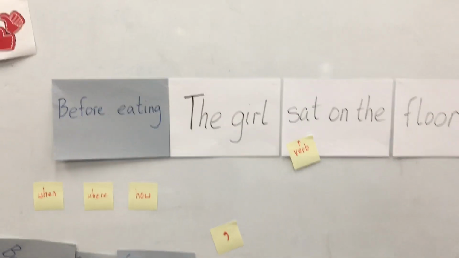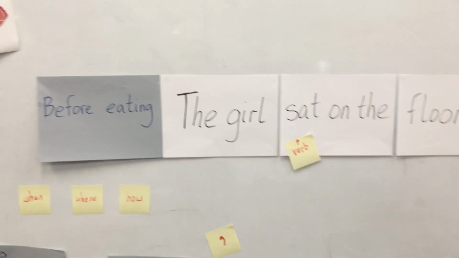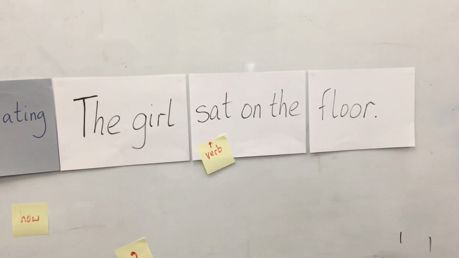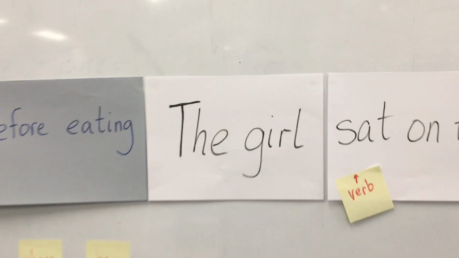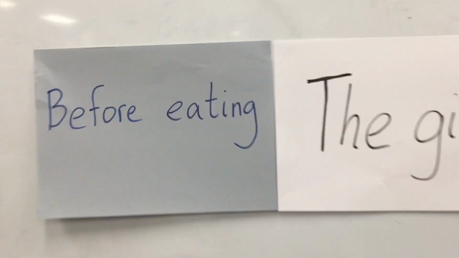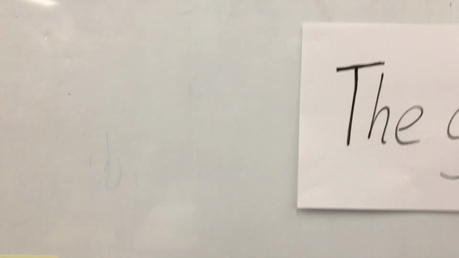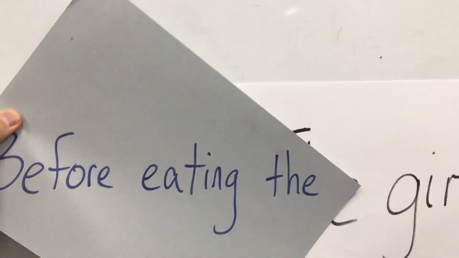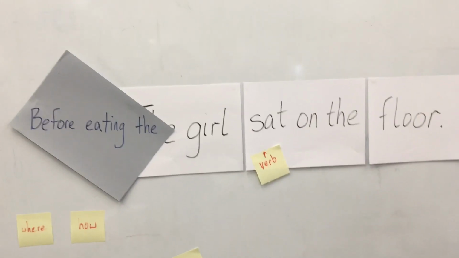Now that sentence makes sense. Before eating, the girl sat on the floor. We have a capital letter at the start and a full stop at the end. But we still have this capital letter at the start of where the sentence was before. So what we might want to do is, instead of doing it this way, we could put in before eating, the girl sat on the floor.